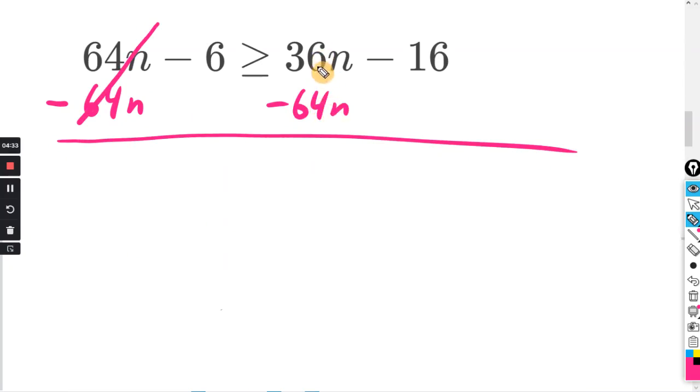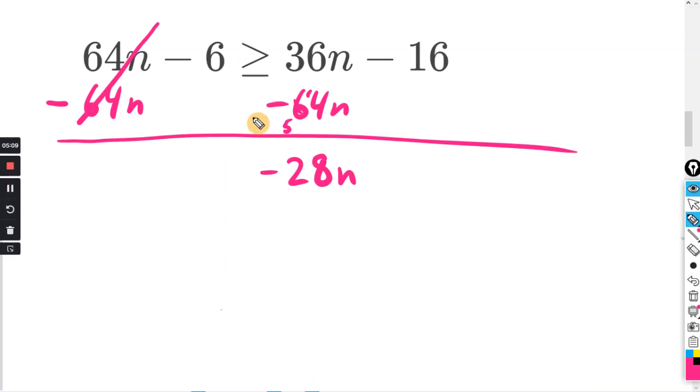36 minus 64, let's see. Actually, I should subtract going up. Use the calculator if you have to. Use your calculator if you need to. 36 minus 64 is negative 28. We still have the n.